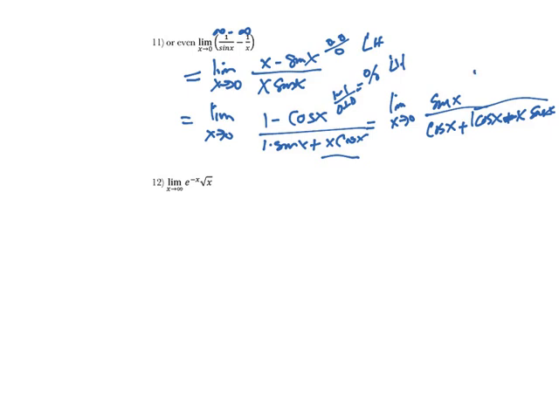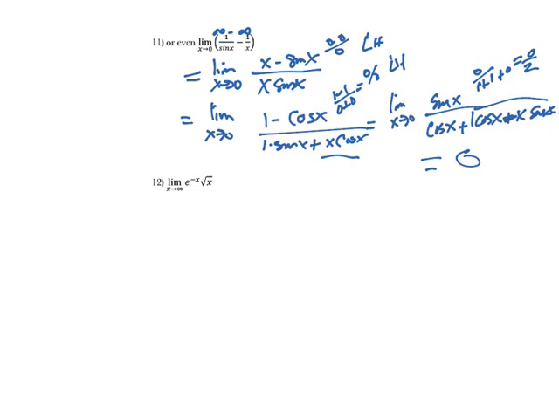Alright, so plug in 0. I get 0, and on the bottom I get cosine of 0, which is 1, plus cosine of 0, which is 1, plus 0. So I get 0 over 2, so my answer is 0. A lot of work to get an answer of 0, I know, but that's how it turns out.